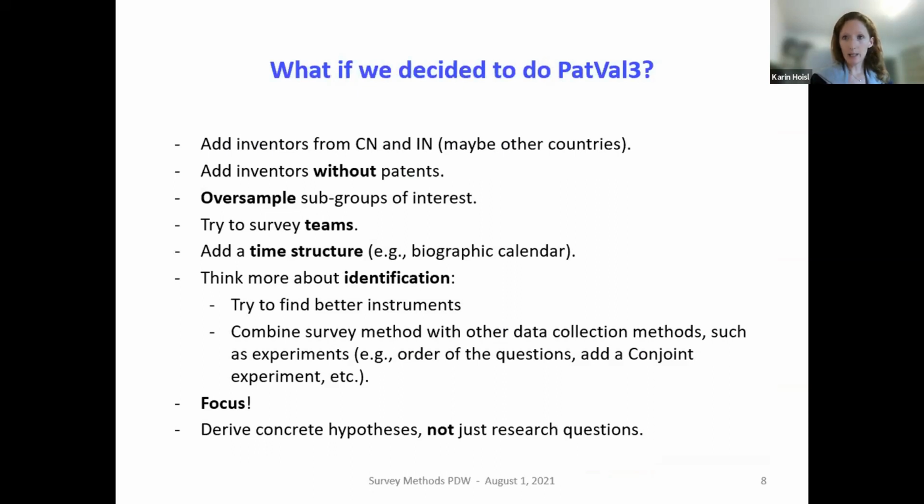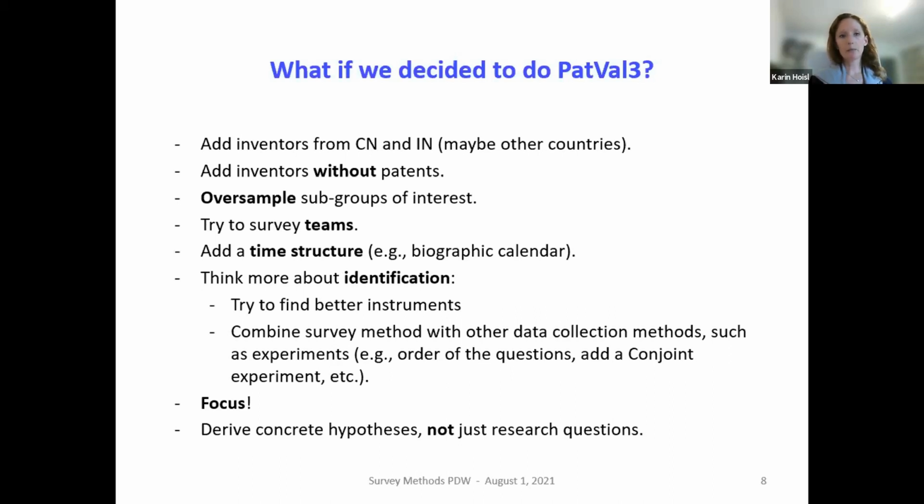So this is my last slide. What if we decided to do Pitfall 3? So what would I do differently? First of all, I would probably think about killing myself, but then of course, in the end, I would happily do it. And I would probably add China and India, maybe a few more countries. I would try to add inventors without patents, because this is one of the critiques that we got all the time. So maybe researchers from publications, but maybe also people from other databases, from project databases, for example, even without any patents or publications at all.